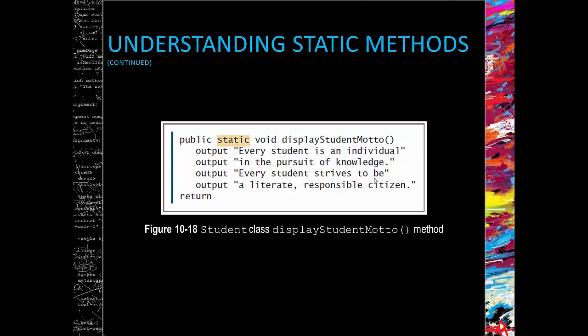So it does not matter which student object calls it. You do not even need to know any specific object address, even if 100 objects use this method. In fact, you might just want to display the student motto without actually instantiating any objects. So your displayStudentMotto method can be written as a static method instead of an instance method.